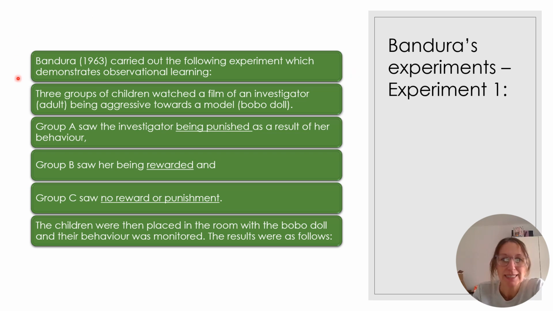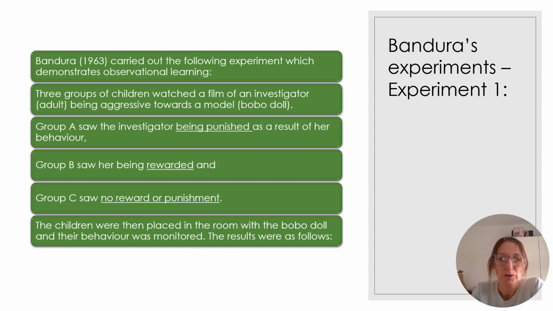So Bandura in 1963 carried out the following experiment which demonstrates observational learning. Three groups of children watched a film of an investigator, an adult, being aggressive towards a model, the Bobo doll. Group A saw the investigator being punished as a result of her behaviour. Group B saw her being rewarded. Group C saw no reward or punishment. The children were then placed in the room with the Bobo doll and their behaviour was monitored.